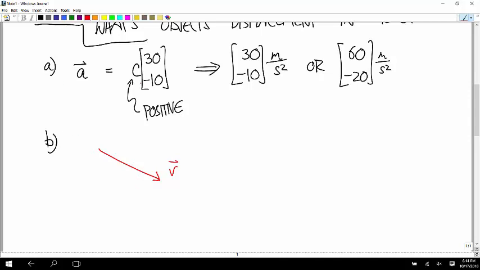So for part A, you multiply by a positive number. So it's always going to be a positive x and a negative y. For part B, to make it go in the opposite direction, you can multiply it by any negative number. So c being equal to negative 1 doesn't work for part A, but it would work for part B.